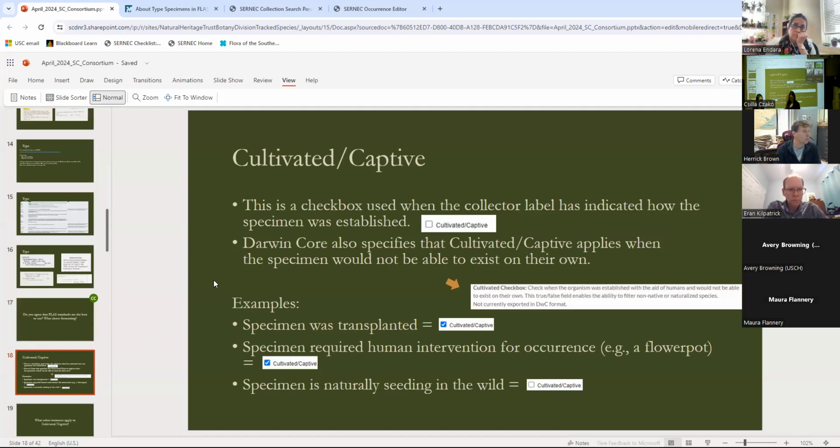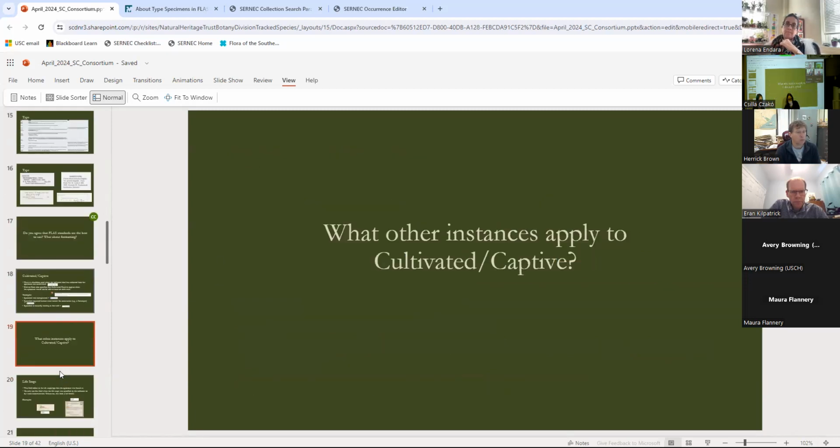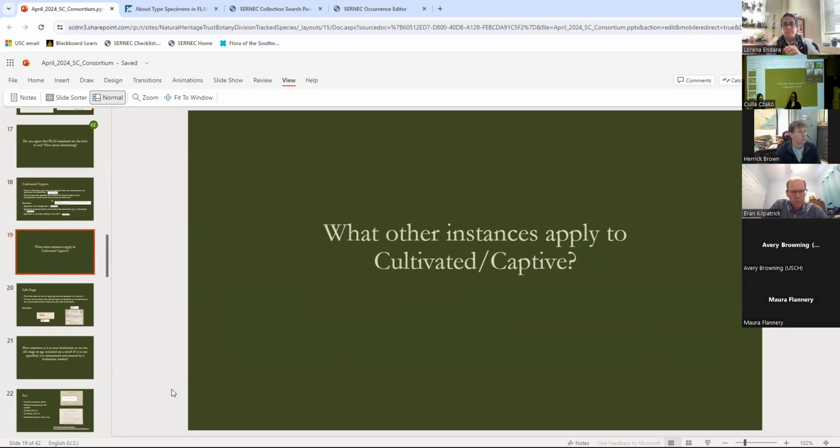So the option for cultivated and captive is only a checkbox. It just indicates how the specimen became established. Darwin Core specifies that this should also apply to specimens that are not able to exist on their own. Some examples are transplants: cultivated or captive specimens required human intervention, like being in a flower pot, that's also cultivated. But if it were naturally seeding in the wild, it would not be cultivated or captive. What other instances do you think should apply for us to select cultivated or captive?